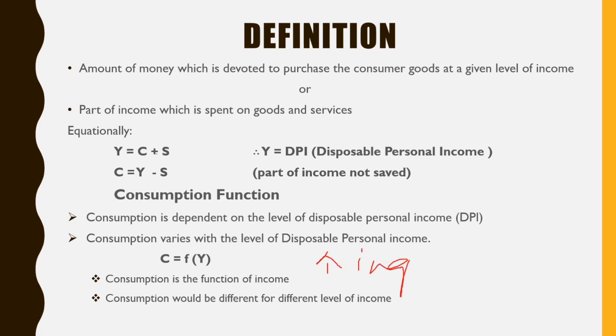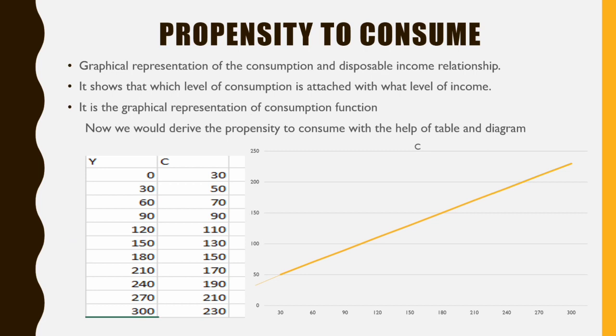After defining the consumption function, now we will derive the consumption function with the help of table and diagram. The graphical representation of consumption function is referred to as propensity to consume. So propensity to consume is the graphical representation of the consumption and income relationship. It is a curve or a graph that shows which level of consumption is attached with what level of income.